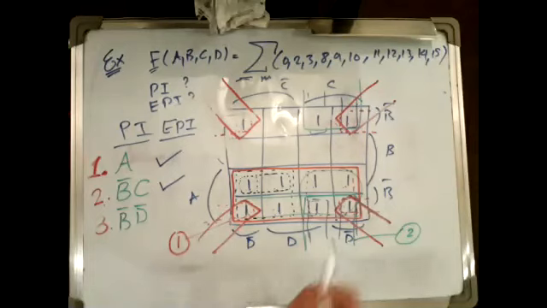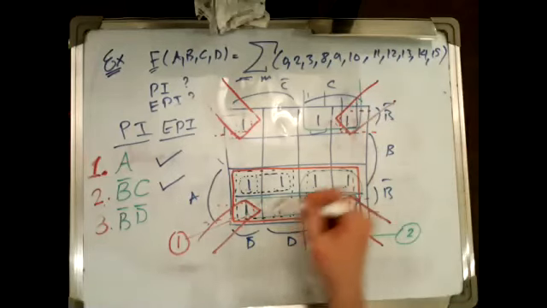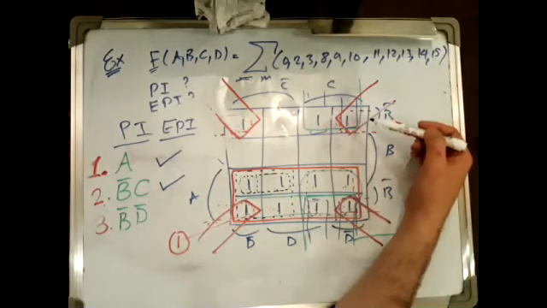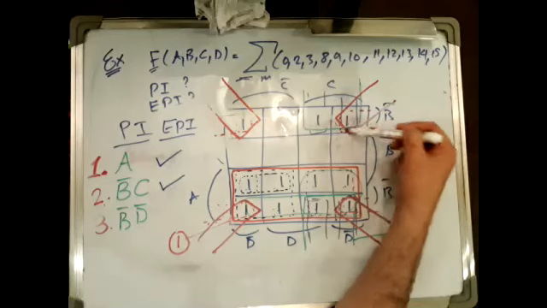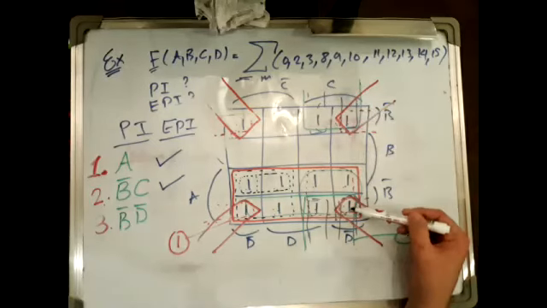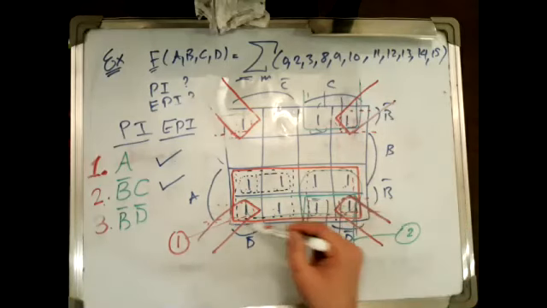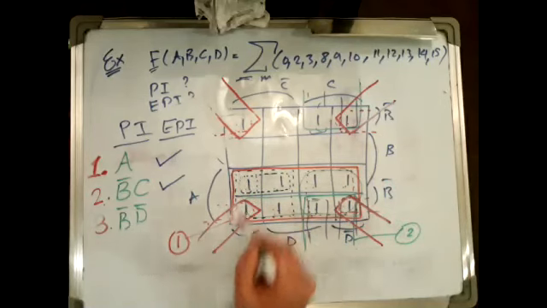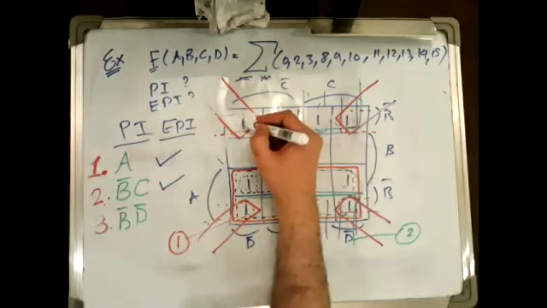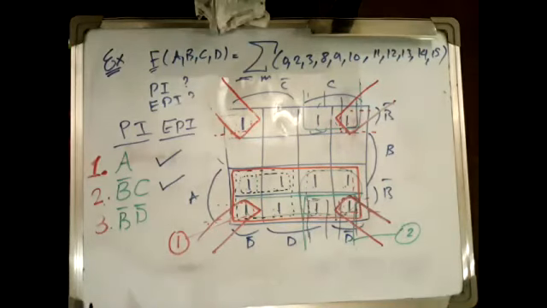Why? If we check the 4 ones that are part of this prime implicant, we have this one, it is already covered by number 2. This one is covered by number 2 and by number 1. This one is covered by number 1 also. However, this one is only covered by prime implicant number 3. So this is also essential. Yes, Sarah, yes, Abdullah, it is also essential.